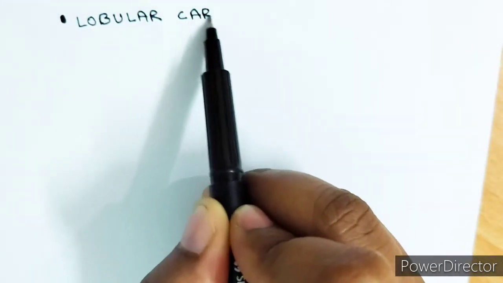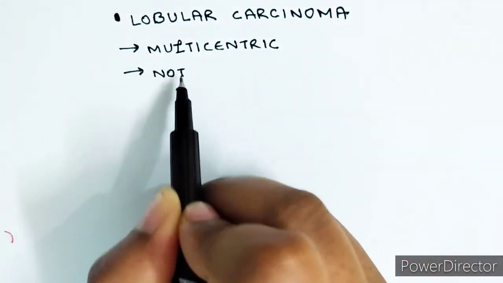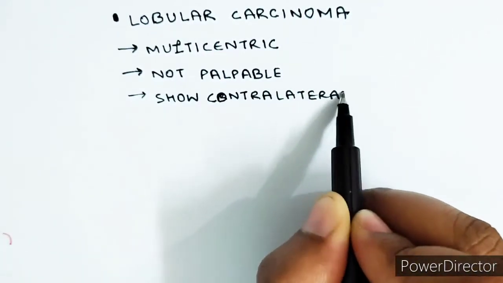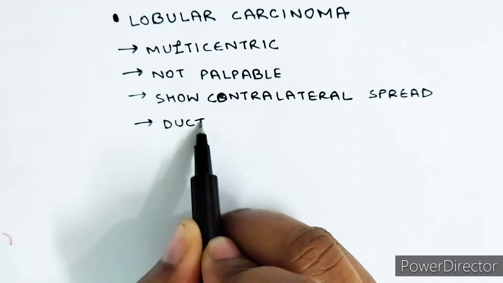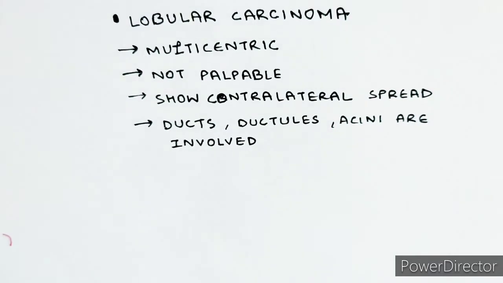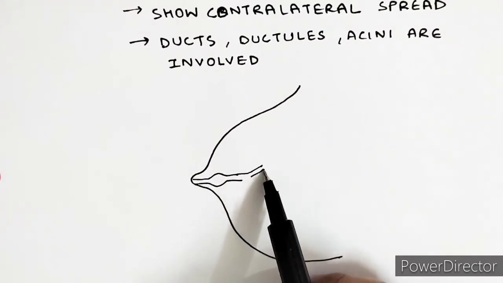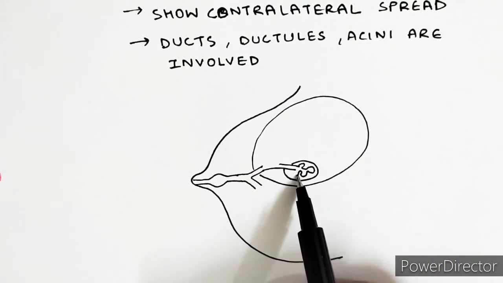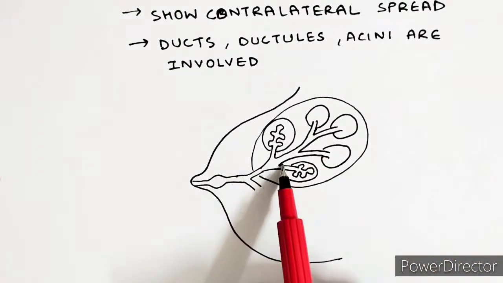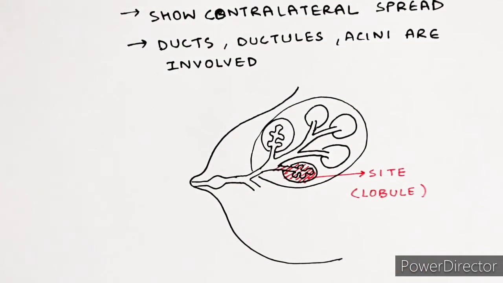The next non-invasive carcinoma is the lobular carcinoma. This is mainly the carcinoma of the glands which produce milk. It shows multicentric property. It is non-palpable, shows contralateral spread, and involves the ducts, ductules or acini. So we see this is the site of lesion in case of lobular carcinoma.